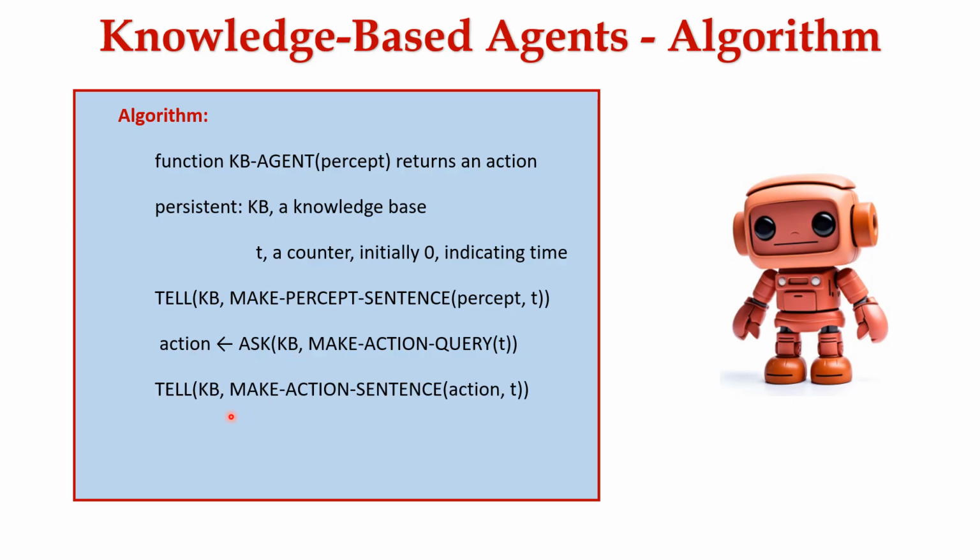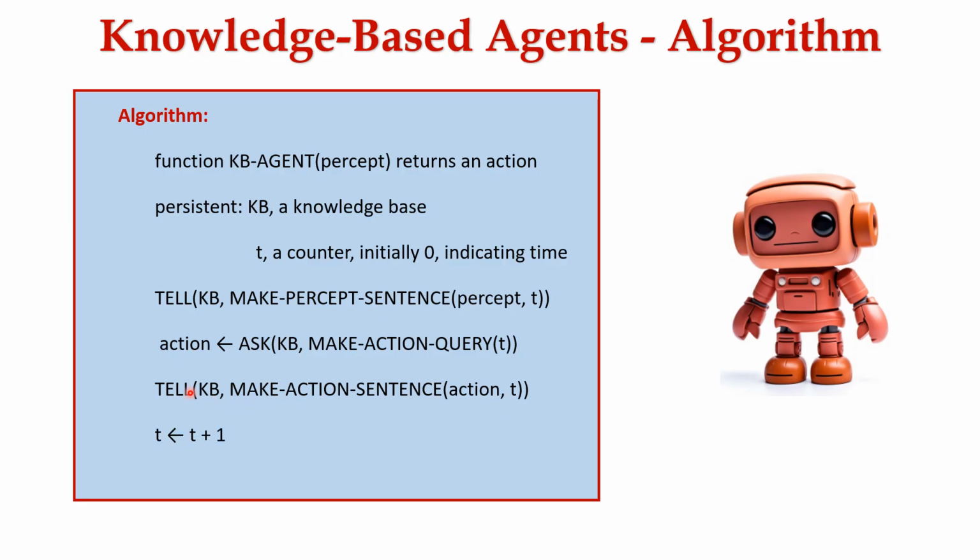In next step, the function tell KB, make action sentence of action t is used to update the knowledge base, where the tell function stores the new information and make action sentence function creates a sentence recording the action taken at time t. In short, this step specifies at time t the agent performs this action.